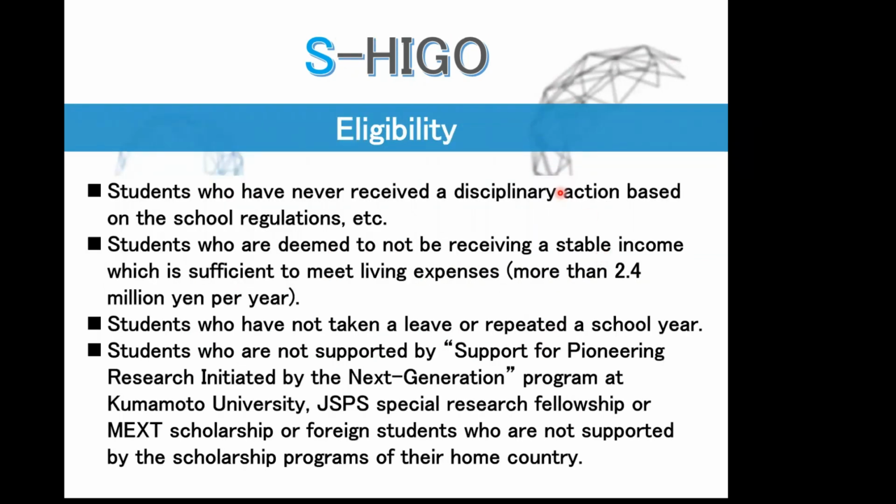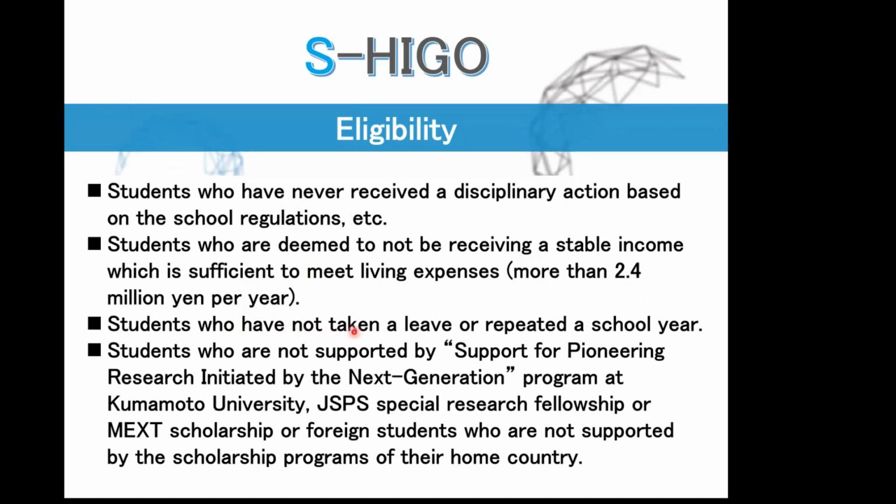So what are the eligibility requirements? Who can apply? Students meeting these conditions can apply for the S-HIGO fellowship program. Those students who have never received a disciplinary action based on Kumamoto University's regulations, and students who do not have a stable income. By stable income, we mean not more than 2.5 million per year. So if your income is more than 2.5 million per year, you will not be eligible to apply for the program.